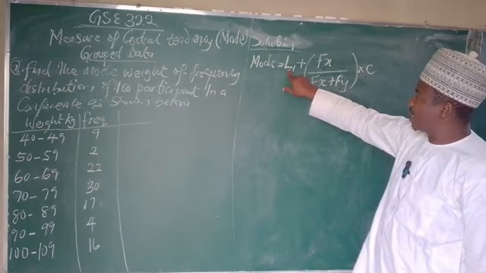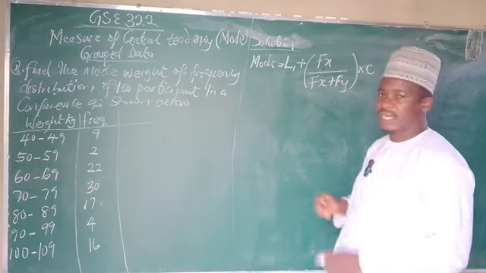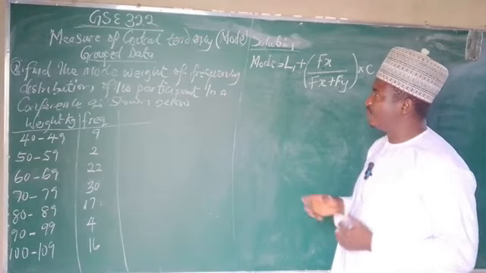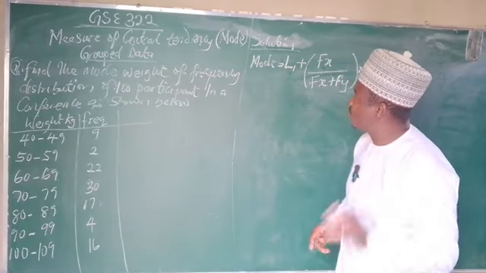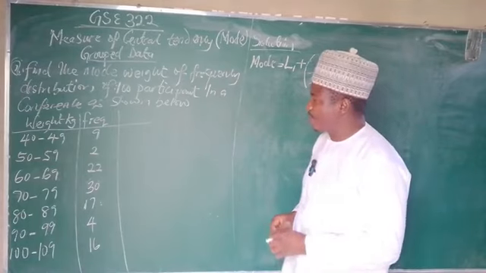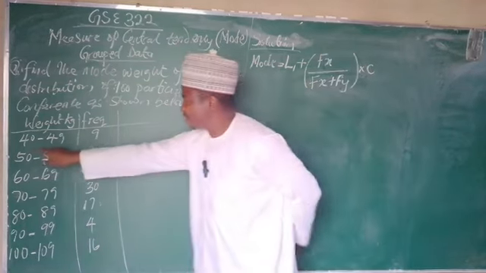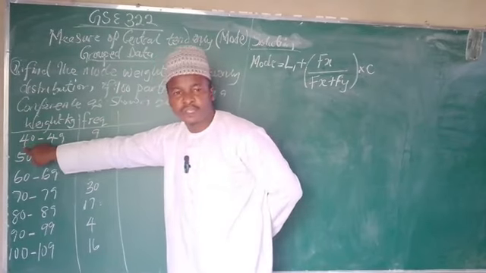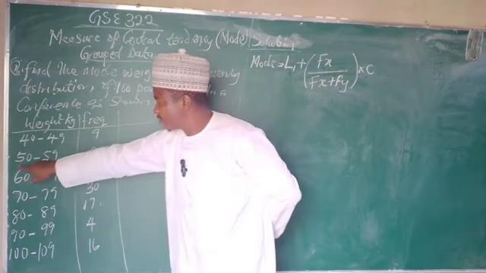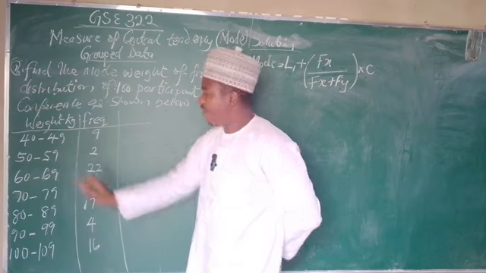So now, let's go back to the table. This is talking about the class boundary, but we have weight in kg, we have frequency, and we don't have class boundary. So now, we need to find the class boundary. In our last lecture, when we were finding the median, I told you that the way to find the class boundary is by subtracting 0.5 from the lower limit and adding 0.5 to the upper limit.